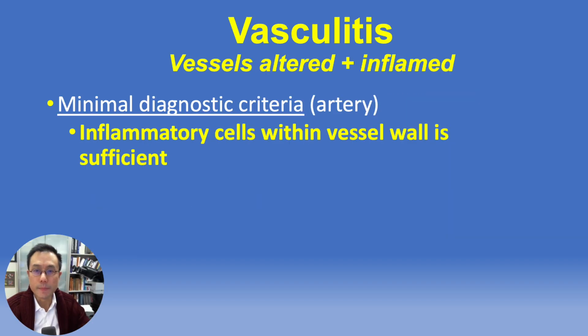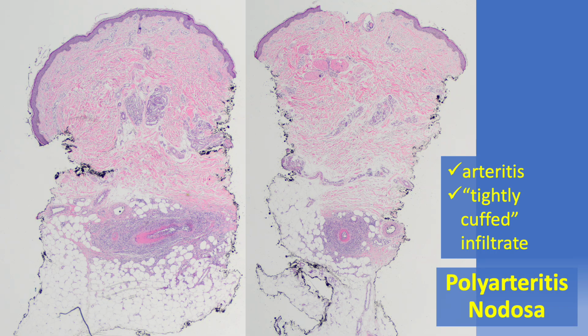Of note, the minimal diagnostic criteria for vasculitis affecting a muscular walled vessel, such as an artery or muscular walled vein, is somewhat less strict in that the mere presence of intact inflammatory cells within the vessel wall has been regarded to be sufficient for interpretation as vasculitis, the thinking being that the muscular walled vessels would not normally allow the passage of inflammatory cells unless the vessel wall was damaged. So once again, we have a fairly circumscribed inflammatory infiltrate surrounding the affected small artery.